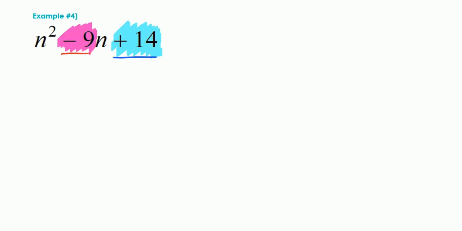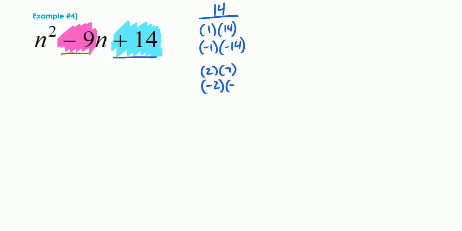So let's start how we always do by listing off factors of that number on the end, 14. So I could have a positive 1 times positive 14. That will give me a positive 14. Also, negative 1 times negative 14 will give me a positive 14. Friendly reminder, negative times a negative does equal a positive. A couple more factors we have left are 2 times 7 will give me positive 14, as will negative 2 times negative 7 will give me a positive 14.